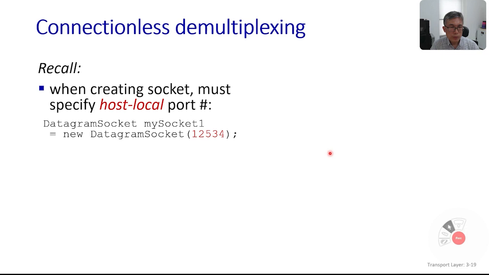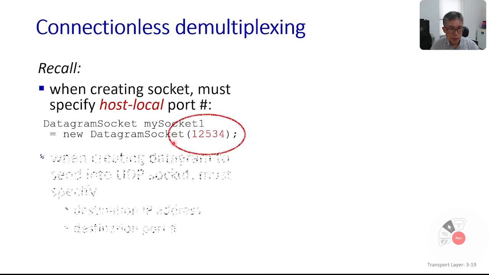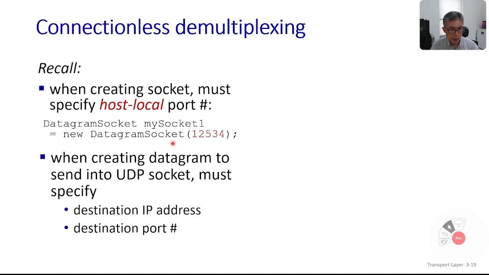When creating a socket, I must specify a host local port number. You can see this in a Java program, where you create a socket. When creating the datagram to send into a UDP socket, I must specify the destination IP address and then the destination port number for UDP.